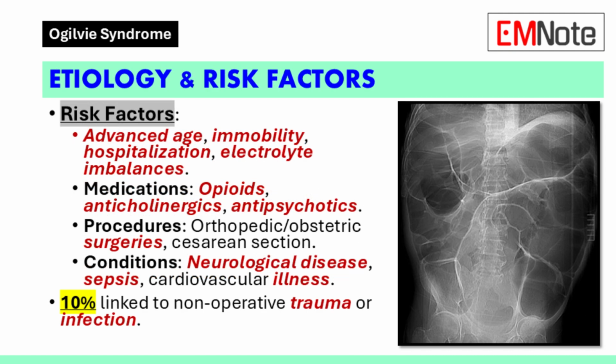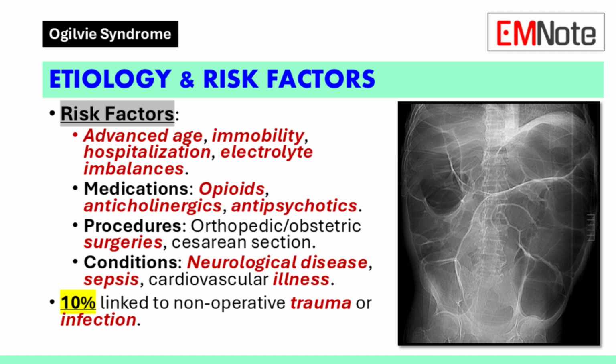Etiology and risk factors. The exact cause of Ogilvie syndrome remains unclear. However, several clinical conditions increase the risk of developing this condition. Advanced age and comorbidities associated with electrolyte imbalances or polypharmacy are strongly linked to Ogilvie syndrome. Poor functional status or immobility are additional risk factors. Older adults who have been hospitalized are at higher risk.